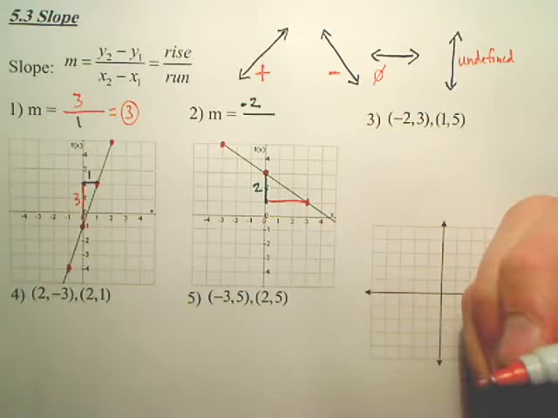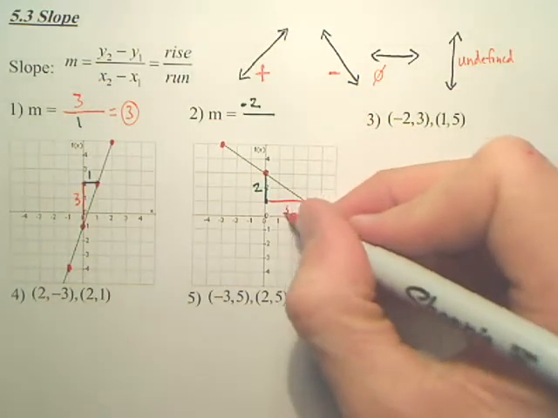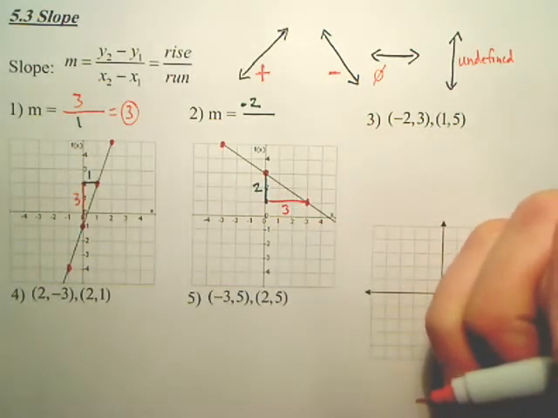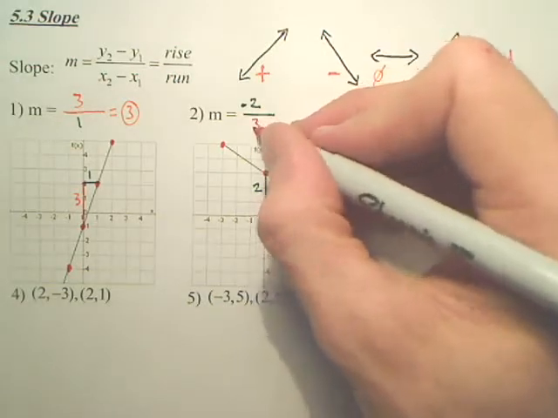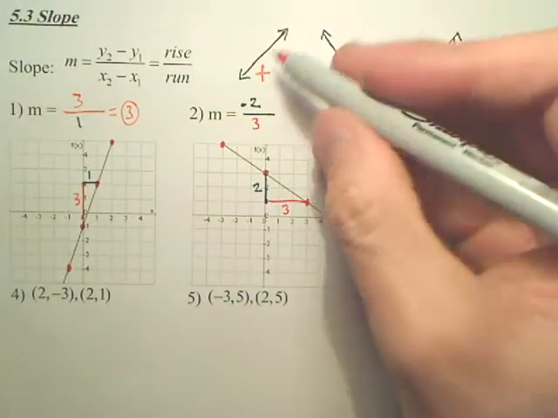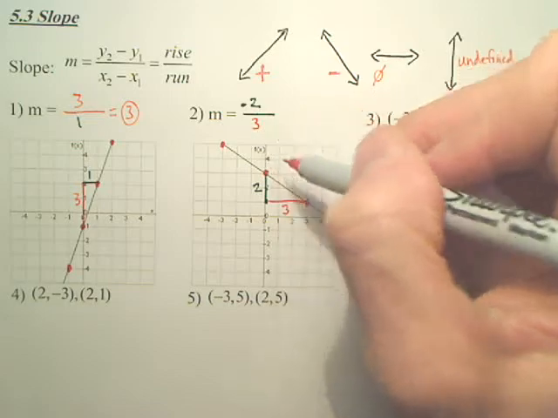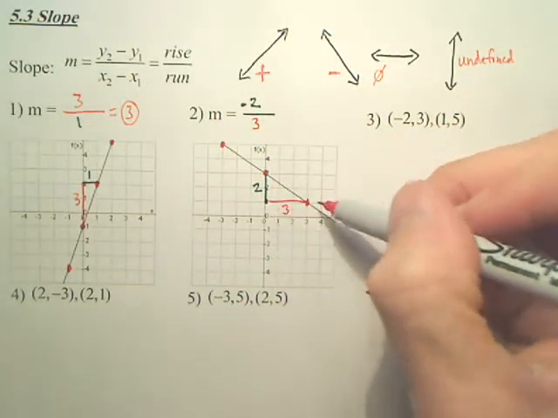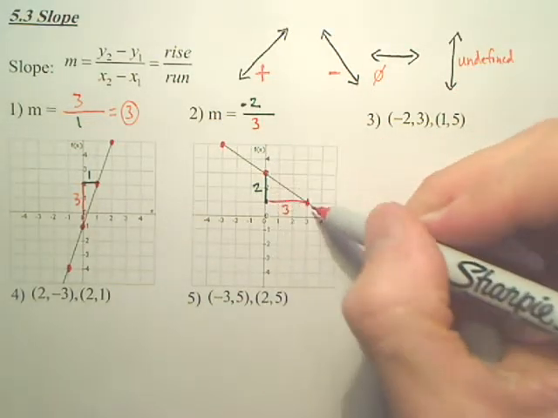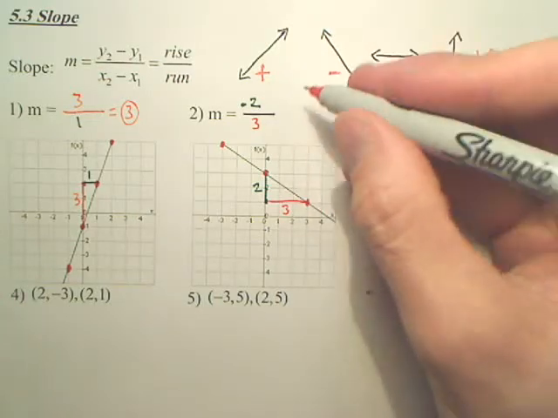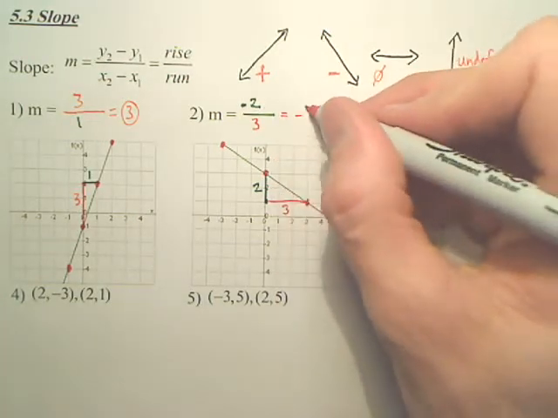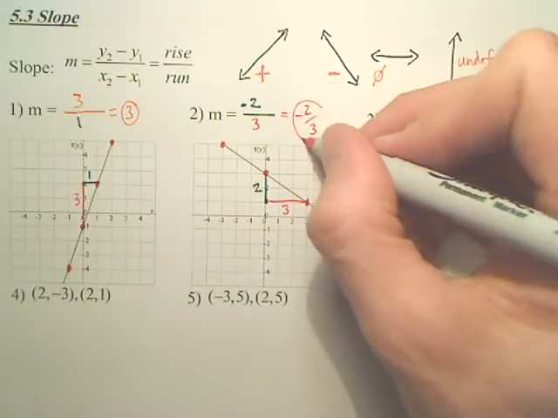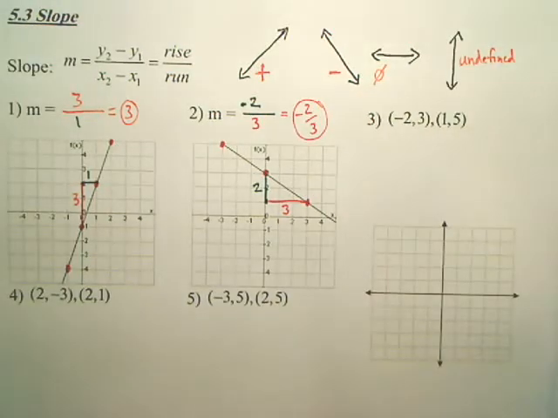How far right did we go to that next point? Isn't it 3? So then we go over 3, the run over 3. Isn't that negative 2 over 3? Down 2 over 3. Can you reduce 2/3? No. So it's just negative 2/3. Slope describes how a graph looks, the trend, how steep it is. That is slope.